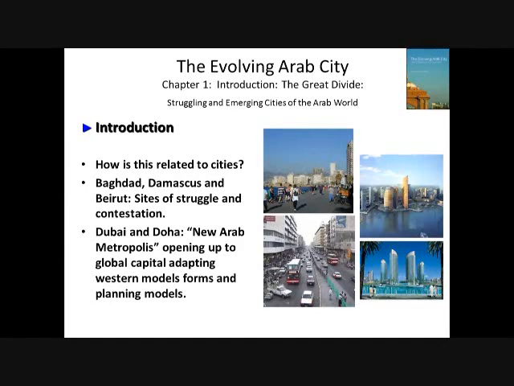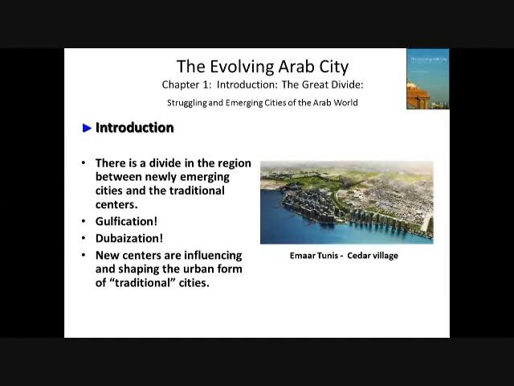So going back to our cities, the book focuses on several cities, and how these issues are related to the cities. Cities like Baghdad, Damascus, Beirut are sites of struggle and contestation. While on the other side, we have cities like Dubai and Doha trying to be new Arab metropolises, opening up to global capital and world events, World Cup, World Expo, all the tallest buildings in the world, the first this, the first that, the biggest this, the biggest that. So they have to become part of the global and Western world. So there is a divide in the region between newly emerging cities and traditional centers, as argued by the book.